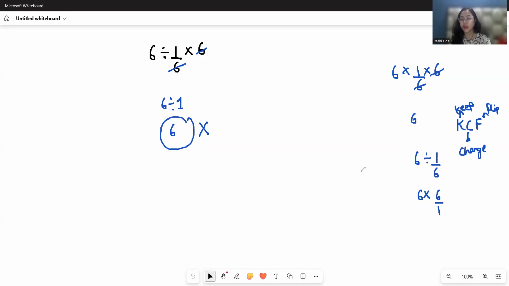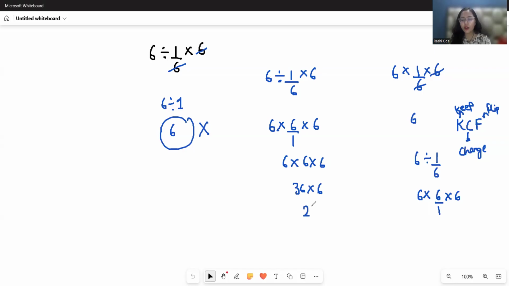So the expression becomes 6 multiply 6 by 1 times 6. Now you can't cancel it, right? That's why they reached that wrong answer, because they did not take the right approach. So rewrite the expression 6 divided by 1 by 6 times 6: we write 6, then division turns to multiplication and flip 1 by 6 to 6 by 1 times 6. So what is left? 6 times 6 times 6, which is equal to 36 times 6, 216. So what is the correct answer? 216, not 6. With a single operation, you will reach that wrong answer.